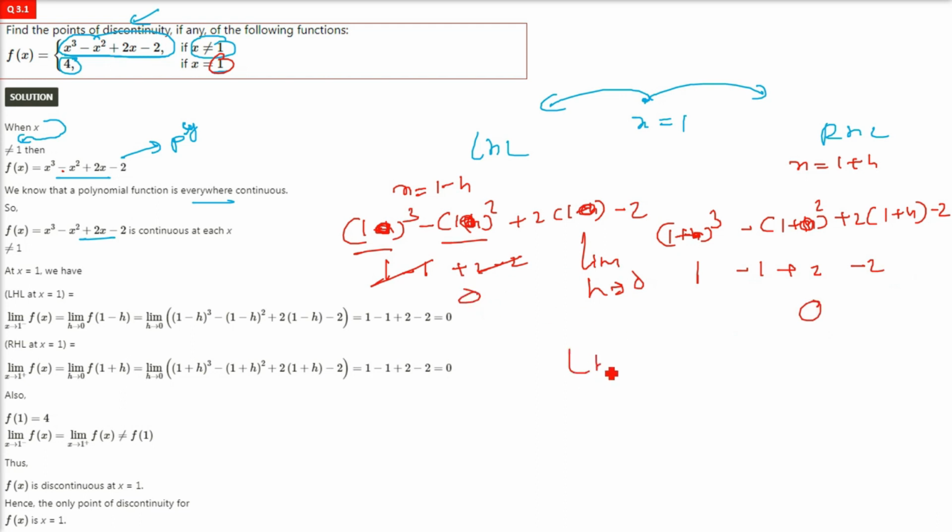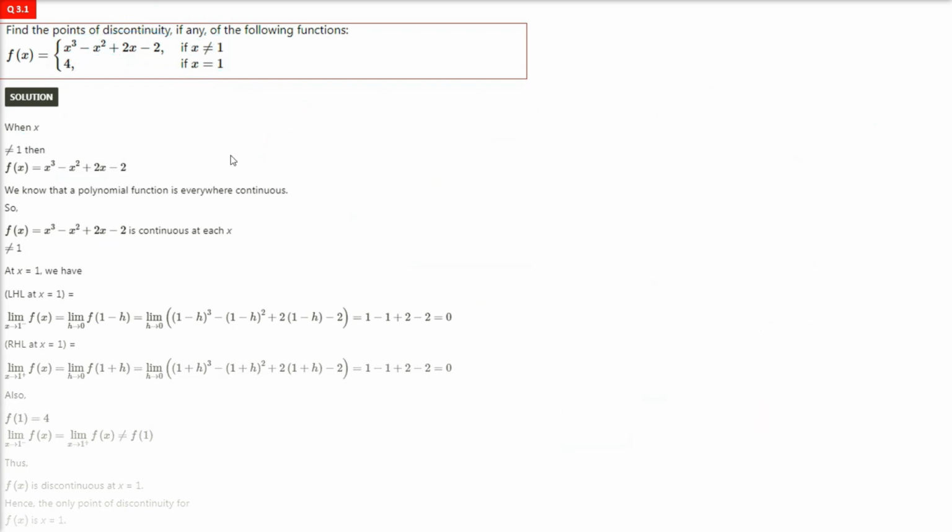Now since we said it is continuous everywhere, this polynomial function, okay. Since the question is also saying that when x equals 1, that is f(1) is equal to 4, it is given in the question itself. That means the left hand side and right hand side are meeting, but the value of the function at 1 is 4. So it is discontinuous at x equals 1. So the only point of discontinuity for this function f(x) is x equals 1, because the question has been formed in such a way that it is not continuous at x equals 1.